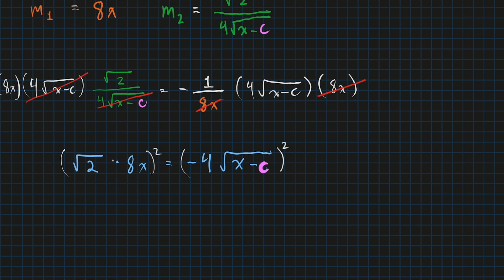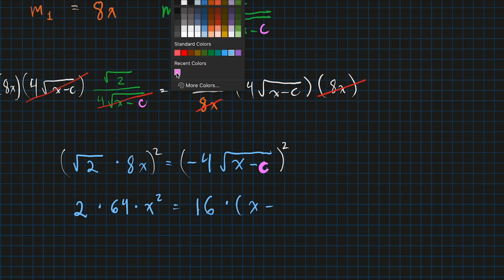So if we square our left side here, notice square root of 2 is multiplied by 8x, so we take square root of 2 squared and 8x squared. So if we square the square root of 2, we get, of course, 2, and 8 squared is 64, and x squared is, of course, x squared. Now, same thing on this side. So negative 4 squared, it doesn't matter that it's negative, it's still positive 16. And that's multiplied by the square root of x minus c squared. Well, of course, that's just x minus c.